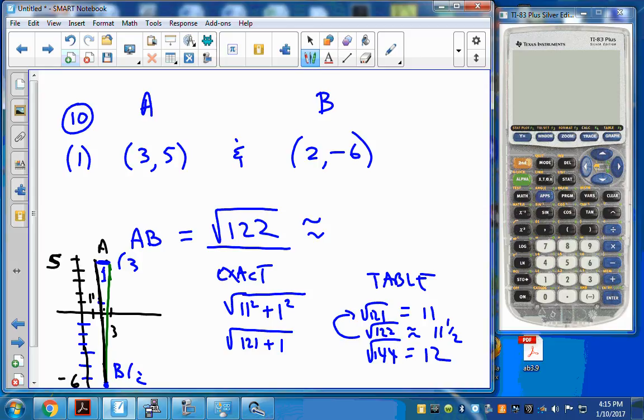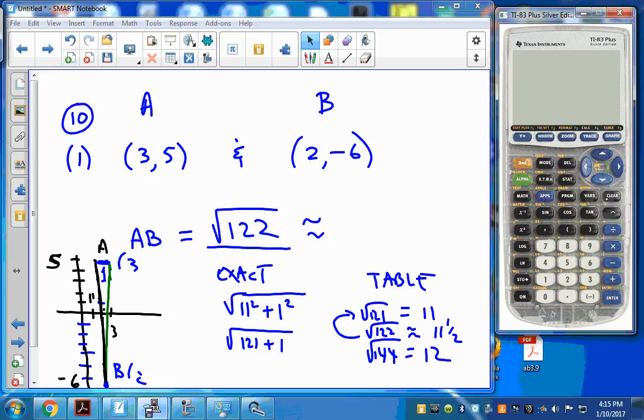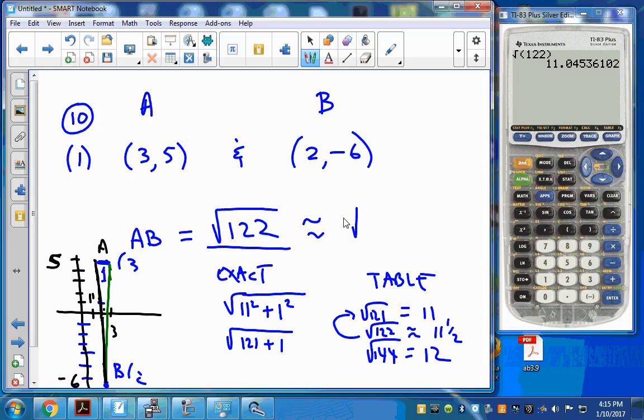So maybe 11.1 would be better. And if you wanted a more accurate guesstimate, you could put it into a calculator. You don't have to do that. So the square root of 122 is about 11.04, really close to 11. I'm happy with 11.1, and that's what I want. Okay, so that's that. I'm going to stop this video here.